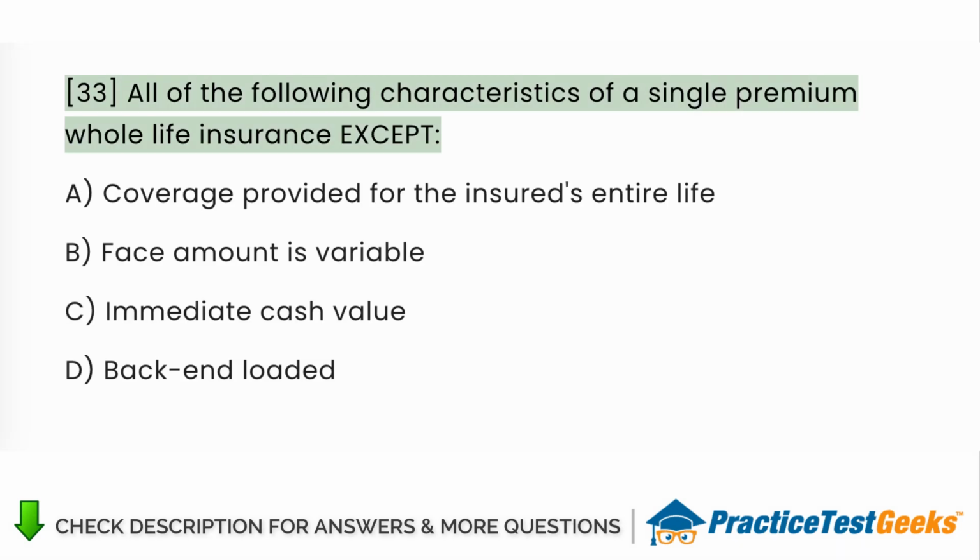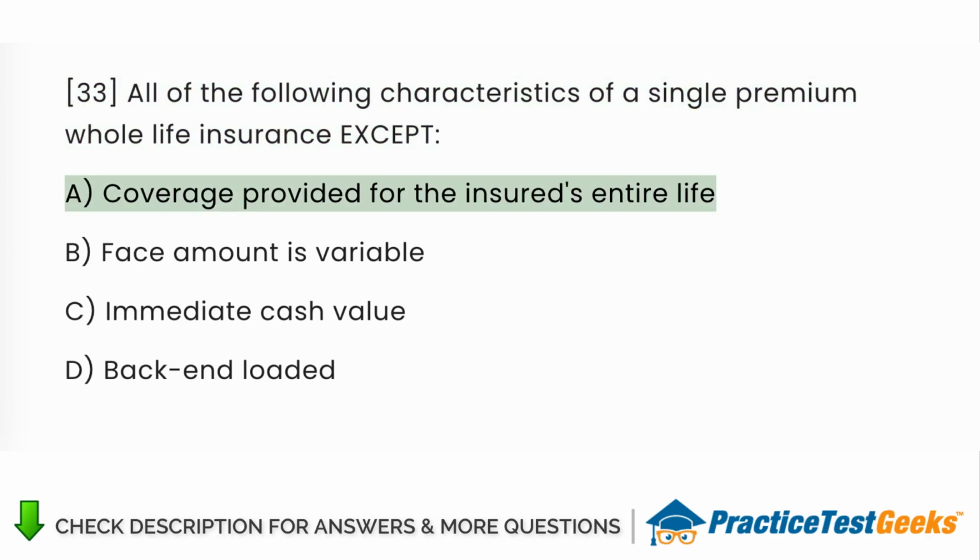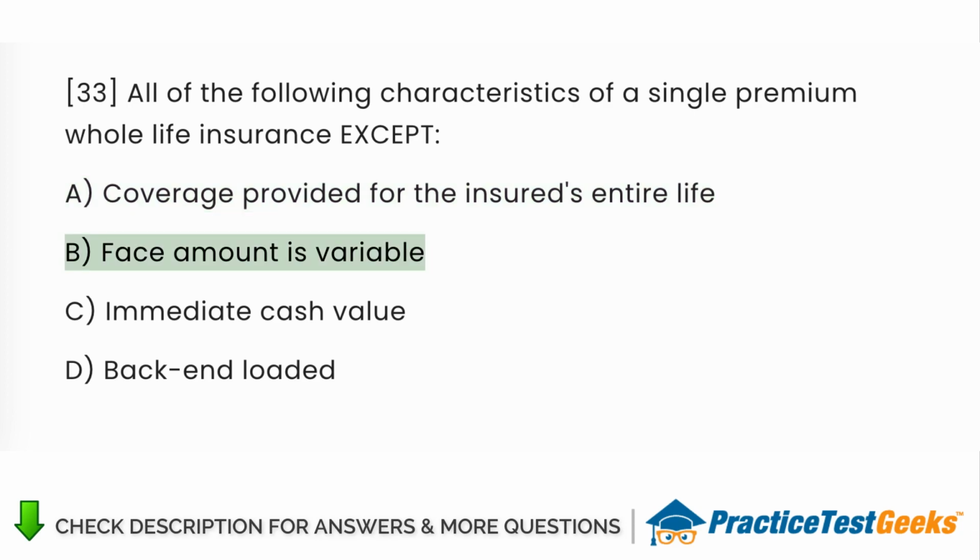All of the following are characteristics of a single premium whole life insurance except: A. Coverage provided for the insured's entire life. B. Face amount is variable. C. Immediate cash value. D. Back-end loaded.